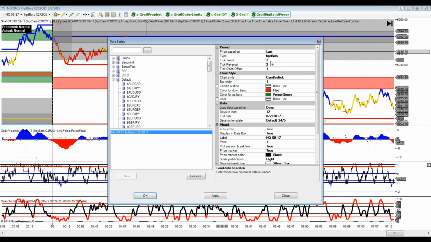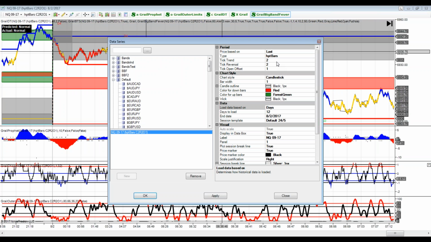It'll contract it a little bit tighter. So you can also do that as well. I found that 4-range is a little bit too big to run on this. The next important thing that you want to do is load 12 days of data.